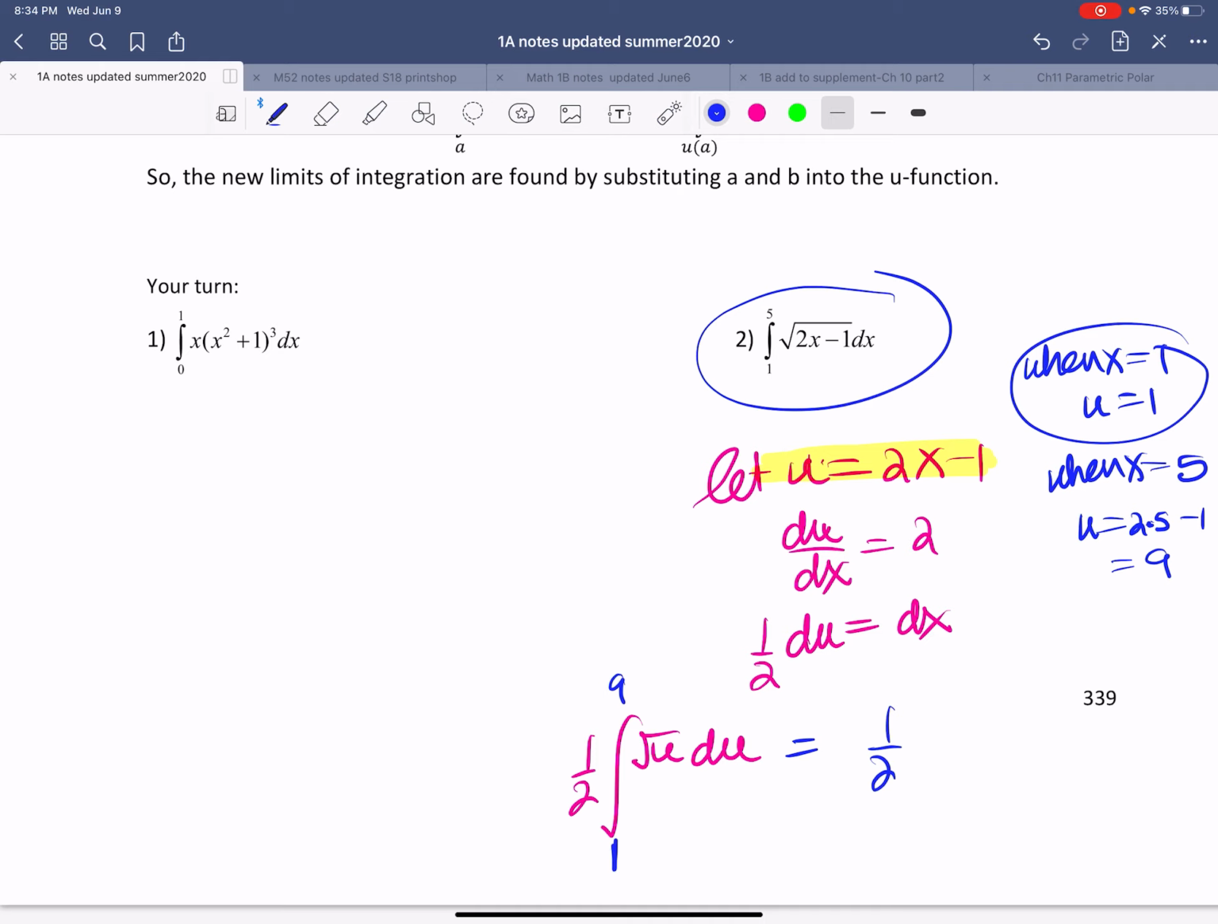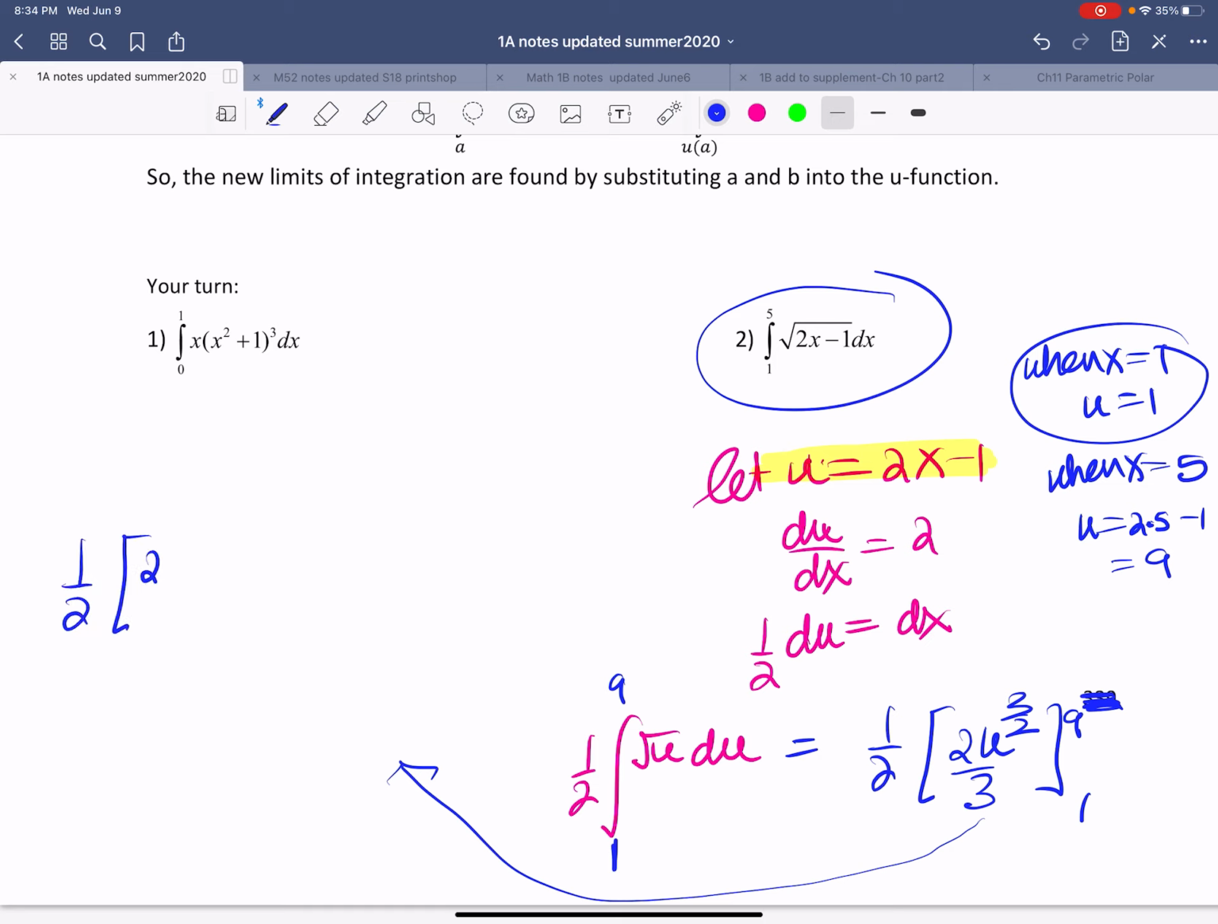All right, so we are pretty close now. When we evaluate the integral, this would be u to the power 1/2, which is going to be u to the power 3/2 divided by 3/2, same thing as multiplying by 2/3, from 1 to 9. No need to add a c here because this is a definite integral. We have the bounds, so there's no c in the definite integral. Here we are, 1/2 was kept outside. We have 2/3 times 9 to the power 3/2 minus 2/3 times 1 to the power 3/2.